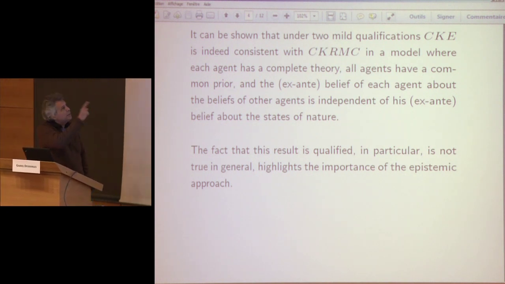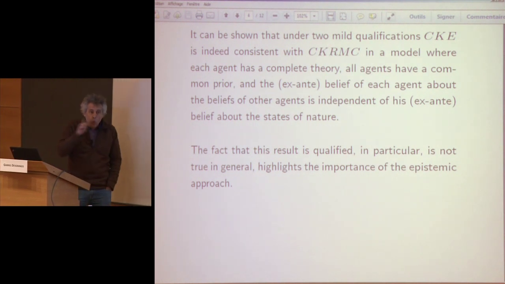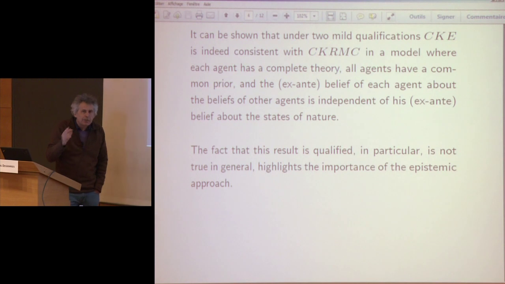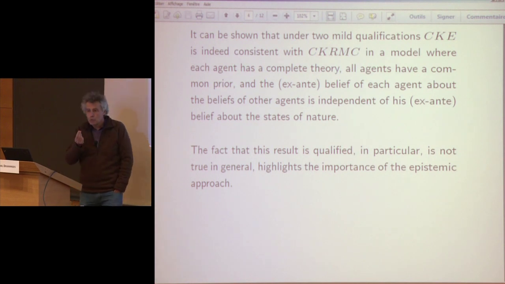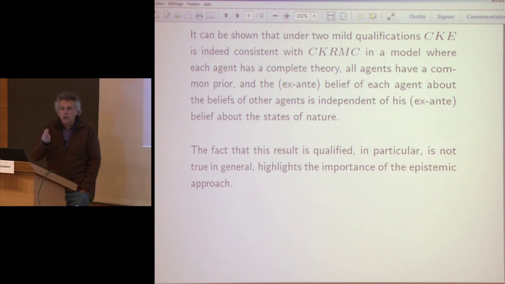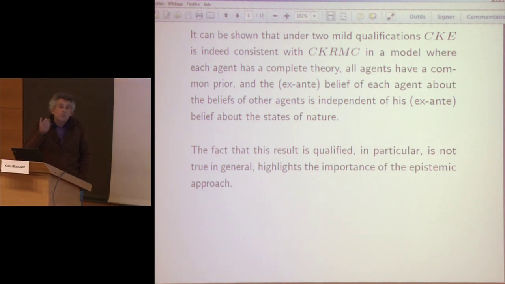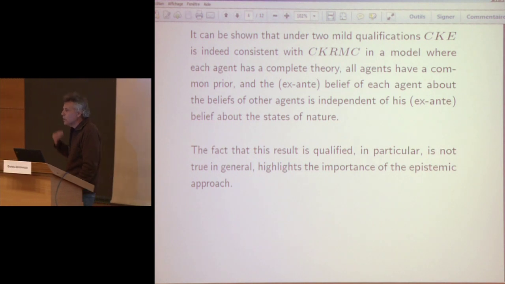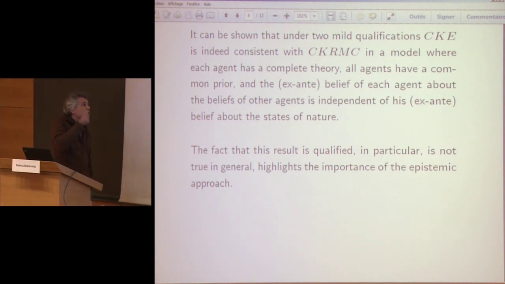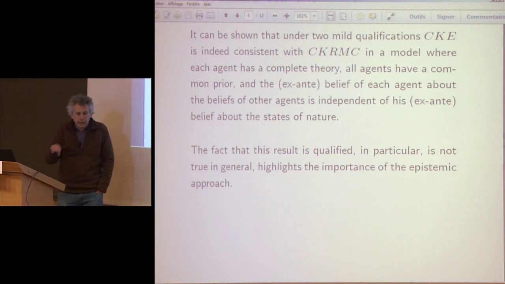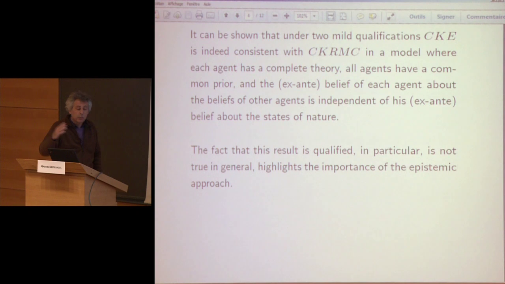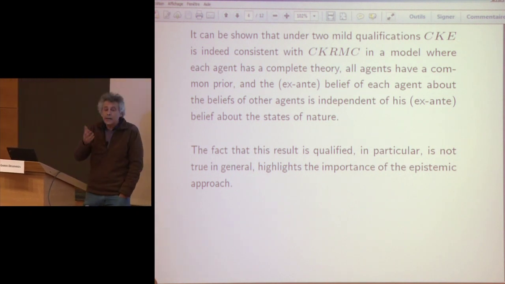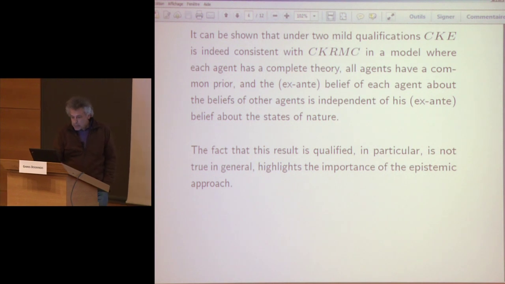Now, by the way, the fact that this result is qualified, so that it's not always true, but generally true, is another indication for the importance of an epistemic approach. You might think that what Gabriel described to us is clearly consistent with common knowledge of rationality. But the fact of the matter is that if you go into a more refined analysis and you wish to obtain this multiplicity under the conditions that I specified, then there are actually two qualifications that are mild, but that are indicative of the fact that this is something that needs to be examined more carefully.